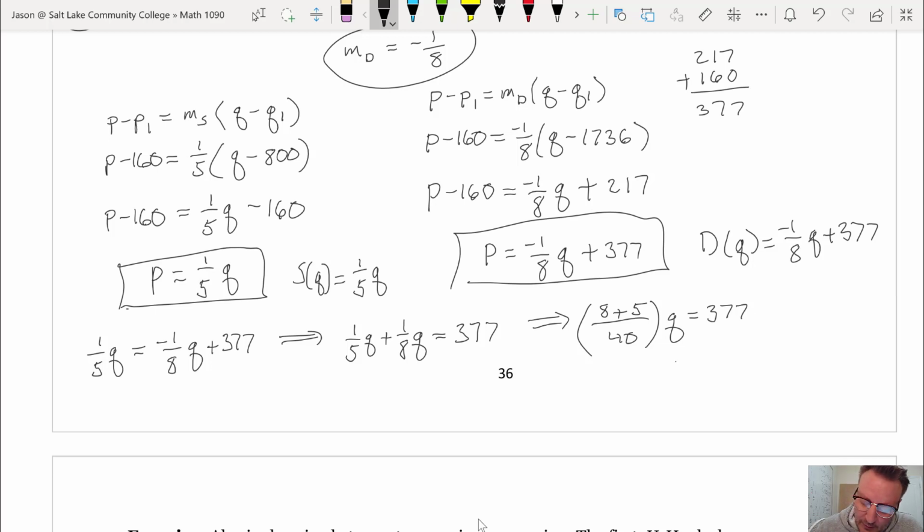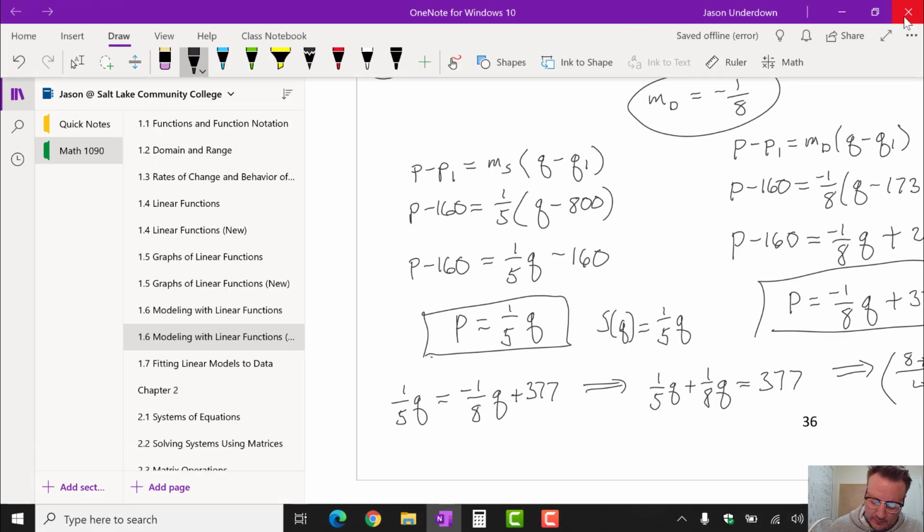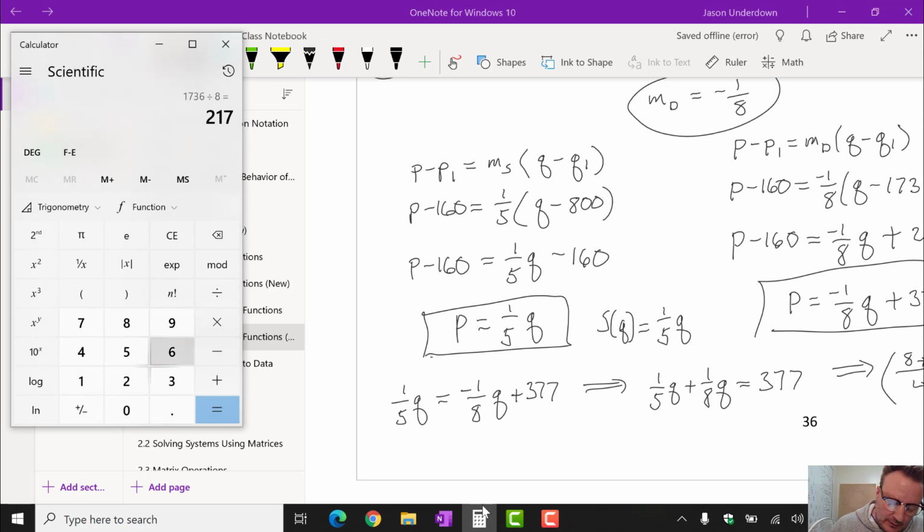Multiply both sides of this equation by the reciprocal of 13 over 40, which is 40 over 13. So I end up with Q is equal to 377 times 40 over 13. I don't see any common factors there, so I'll just use the calculator. 377 times 40 divided by 13. 1160.